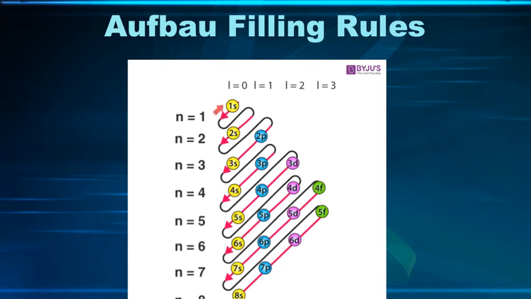And remember also that each orbital can hold a maximum of 2 electrons. So we'll see how this all fills in here and how many electrons we end up with when we get down here at 7p.